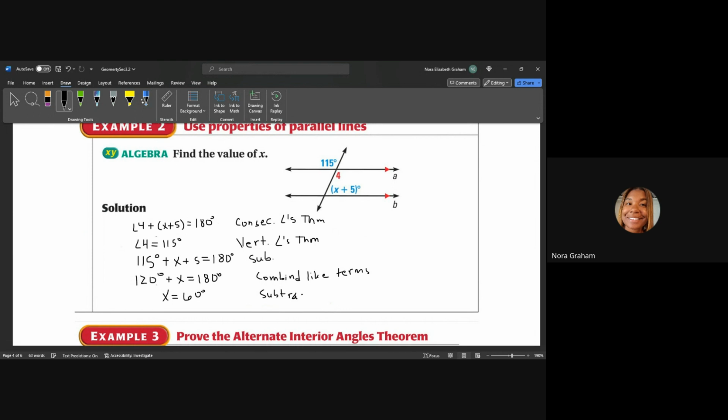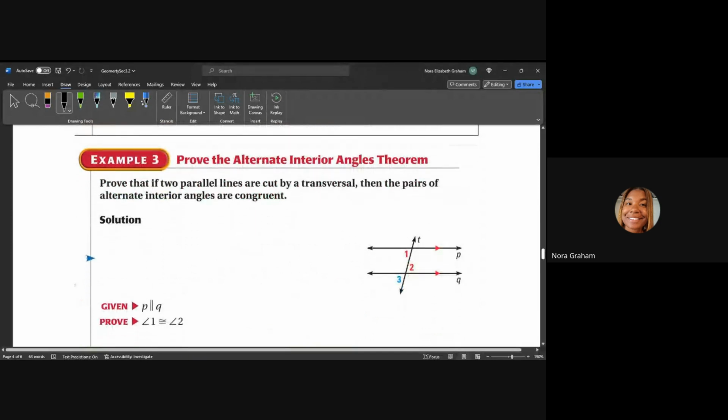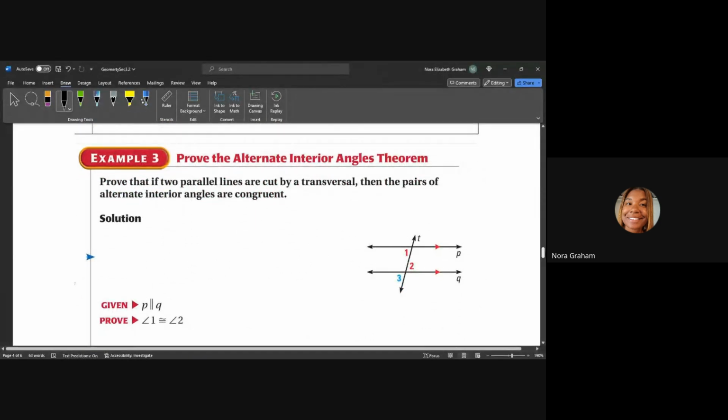All right. And that's each and every step that we took to solve for x. All right. So now let's do example 3. This one we are writing a proof. Like I said, it's good to get used to writing down every single step that you take, so it will help you in writing your proofs later on.